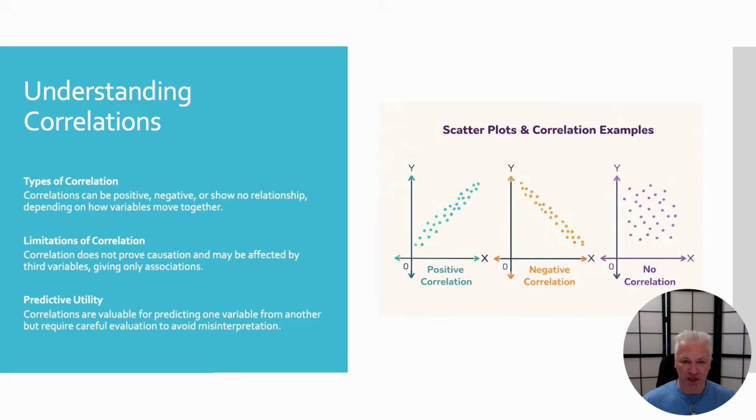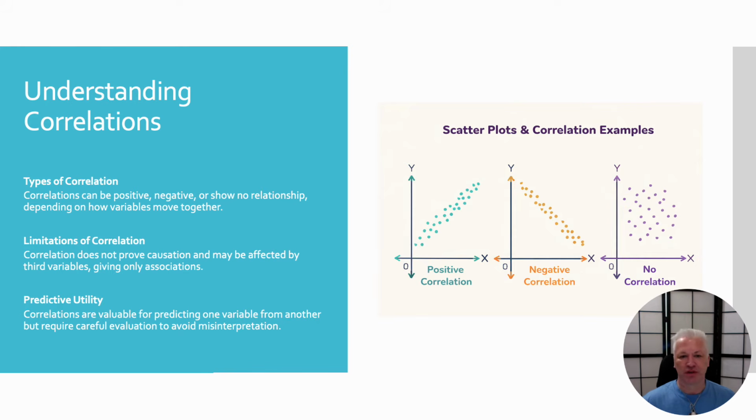Correlations. So a correlation is a statistical technique used to measure the strength and direction of a relationship between two variables. So unlike experiments, correlations do not involve manipulation of variables. Instead, the researcher measures variables as they naturally occur. So there's different types of correlations.